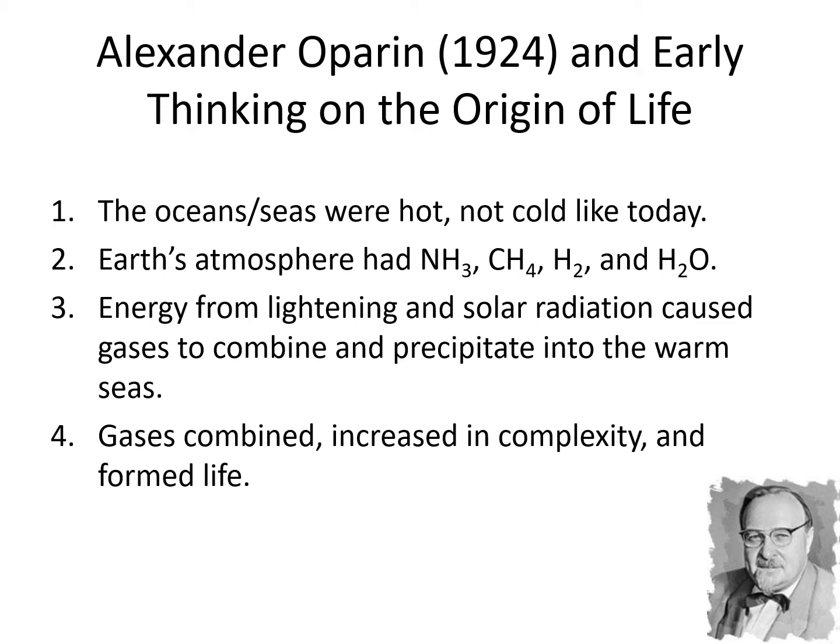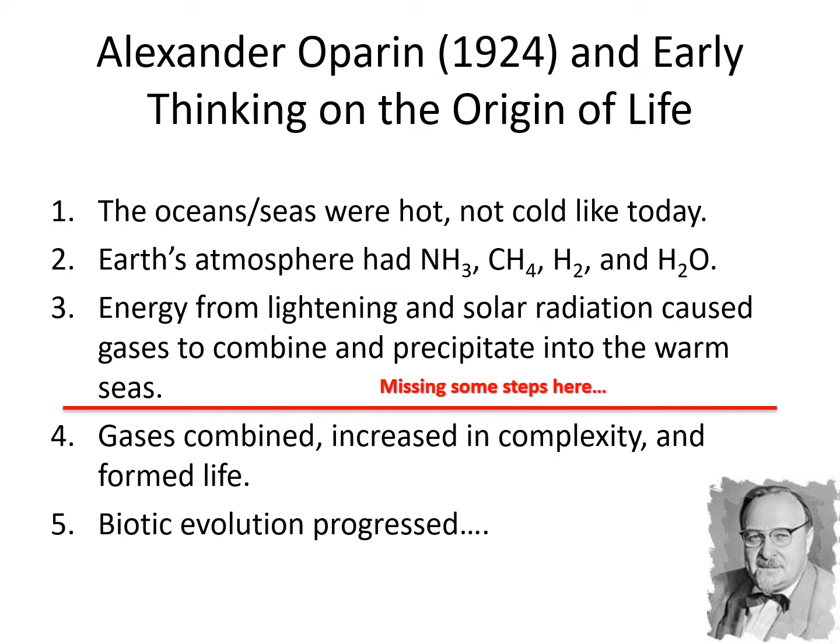Gases combine, increase in complexity, and formed life, and then biotic evolution progressed. Now, that's a leap right there. We're missing quite a few steps there, because he went from combining gases into precipitants, in other words, taking molecules and making them more complex molecules, to formed life. So let's dive a little bit more into that, because I think Oparin was definitely on the right track, but he was taking baby steps and then decided to pole vault to the next stage. So we should back up a little bit and look at that, because he's missing some very important steps. How do you get life to form from combining gases? It's not that simple.